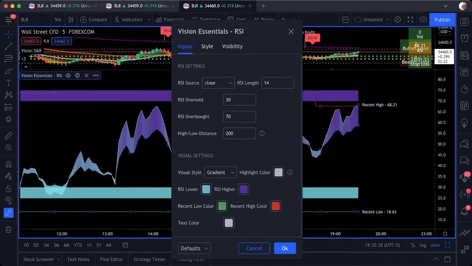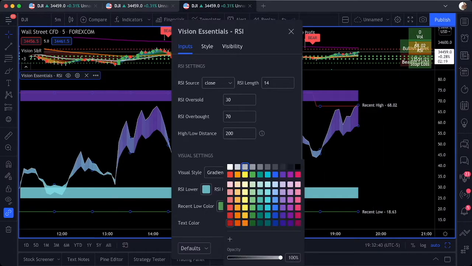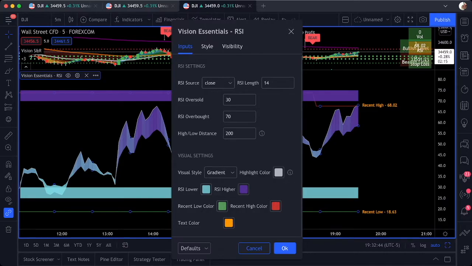And then we have the text color. Kind of obvious. Ooh, now that's fancy. All right. Ta-da!